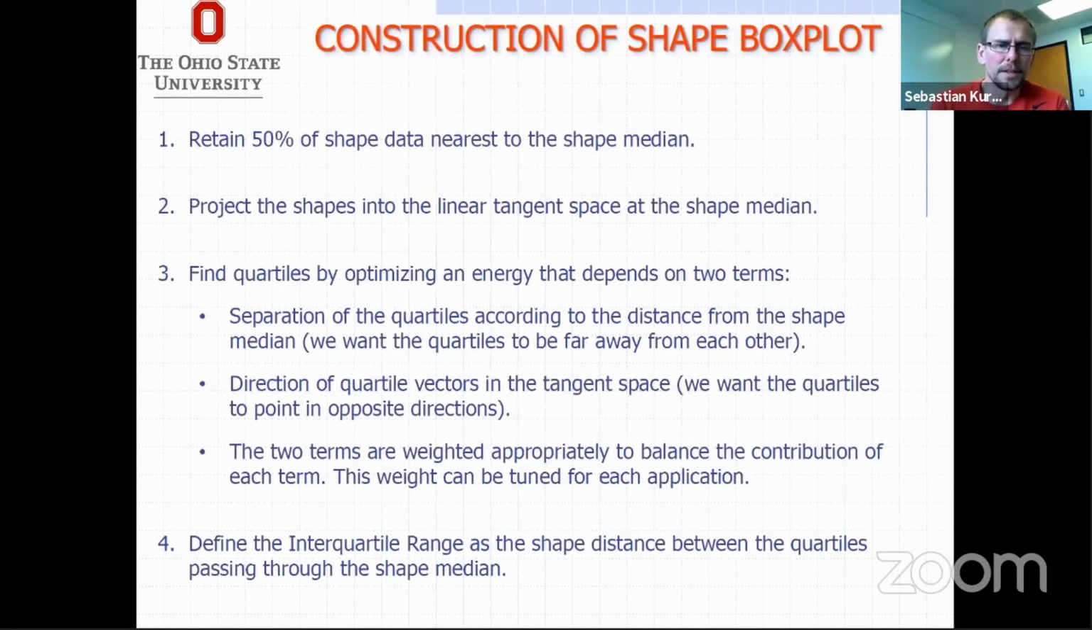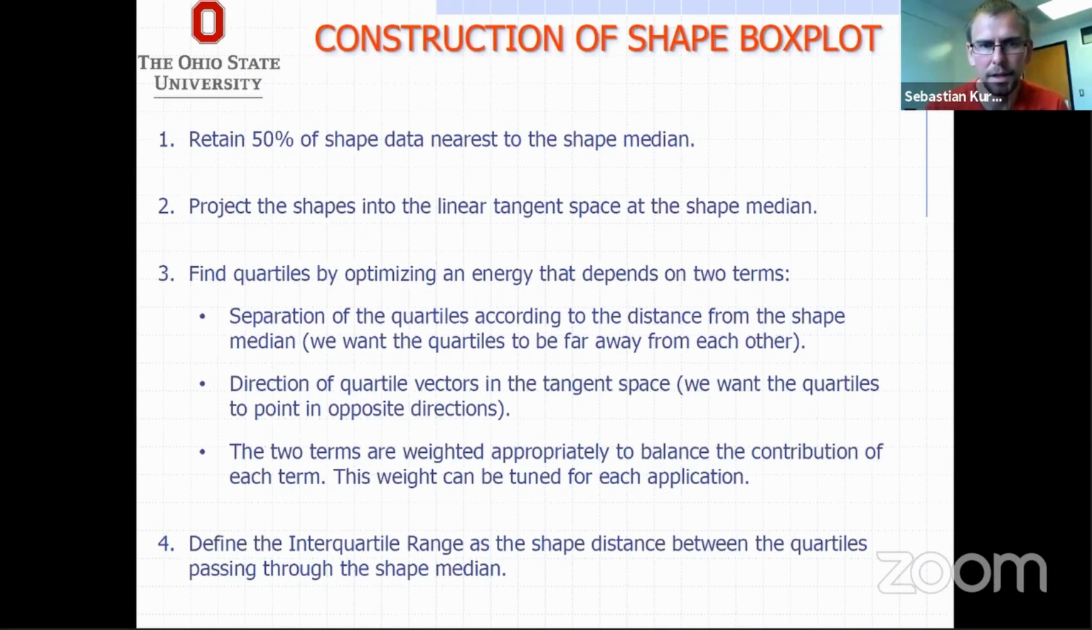Okay, so I'm going to describe in words how to construct what I'm calling the shape box plot. And then I'll tell you how to construct similar types of box plots for the other sources of variability. So to start, we'll keep 50% of the shape data that's nearest to the shape median. We can do that just by ranking the distances that we computed as part of computing the shape median. We will take all of the shapes in our data and we'll project them into the linear tangent space of the shape median. So we'll locally linearize the shape space.